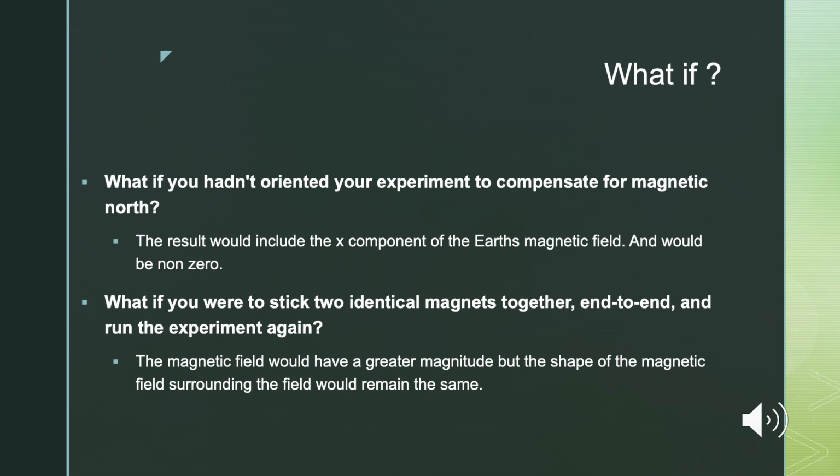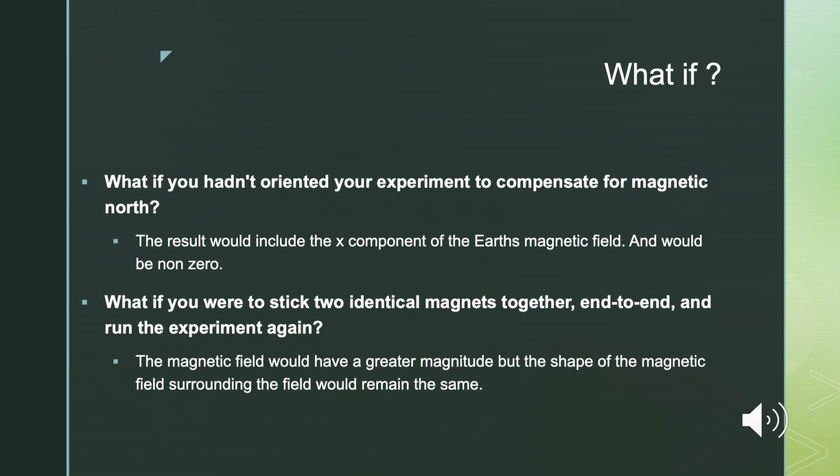If we had not compensated for magnetic north, we would have not had a 0 value for the x component of the magnetic field. Therefore, our graph would still have a similar shape, but the magnitude of the field we measure will be significantly larger than what we measured when we had compensated for magnetic north.